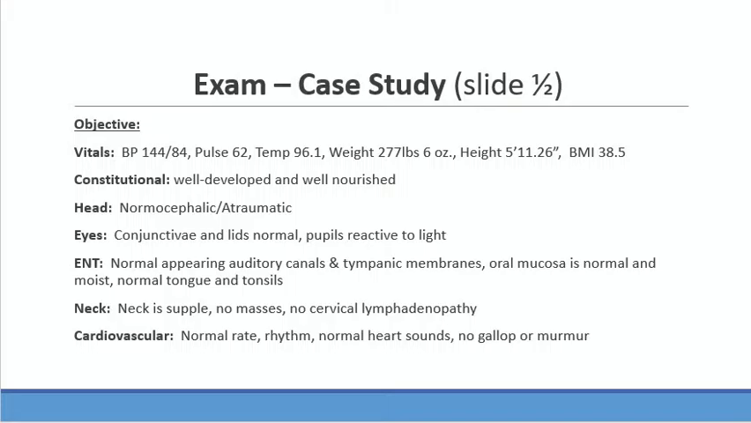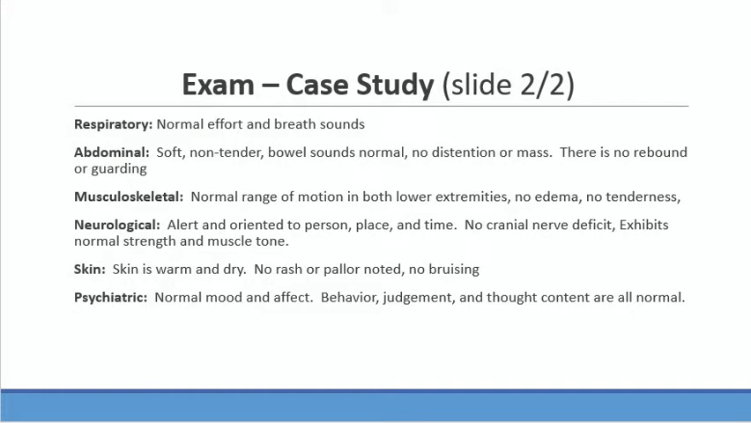Cardiovascular has normal rate, rhythm, and heart sounds. No gallop or murmur is present. So on this slide, there are findings for 5 organ systems and 2 body areas. The respiratory system has normal effort and breath sounds.